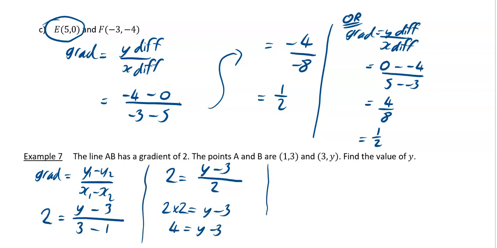And I'm going to move up here again just to see. And then this, what's happening now? We've got 4 is equal to y minus 3. So 3 is being taken away from y. When that 3 goes across the other side, it will now add. So you'll have 4 plus 3 is equal to y. And you've got your answer. Y is equal to 7. And that is what I was looking to get.